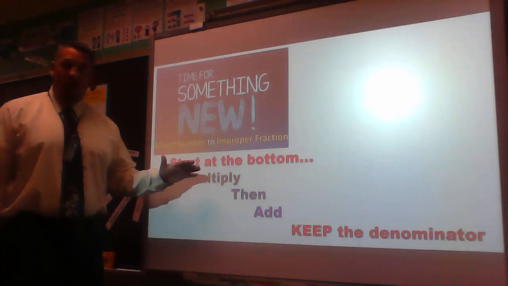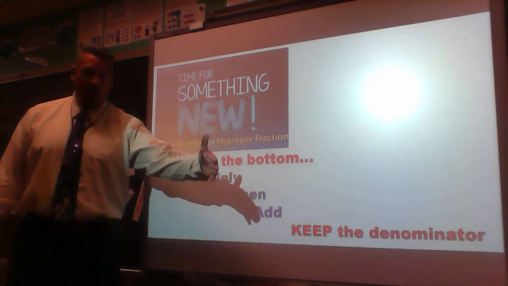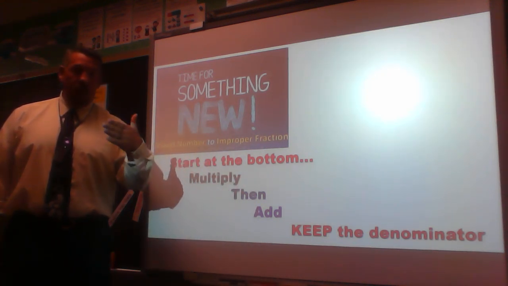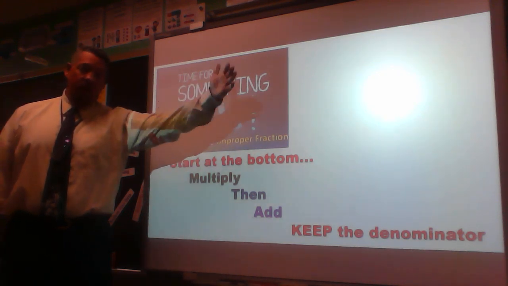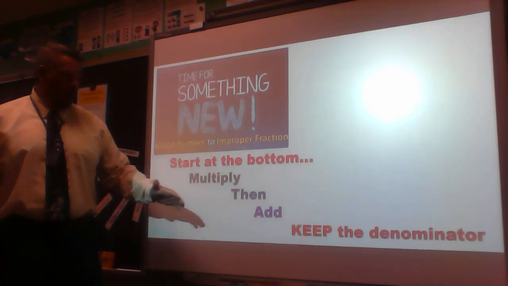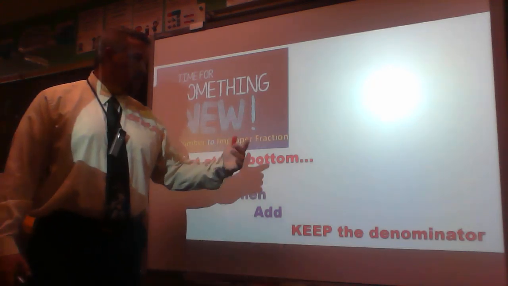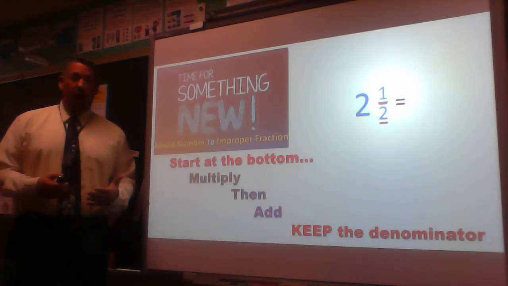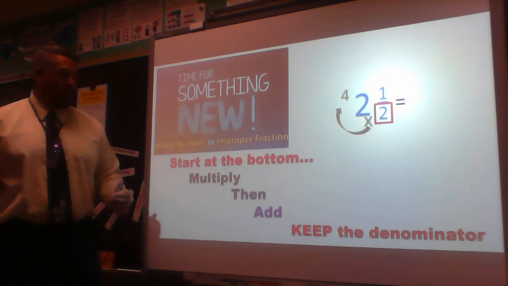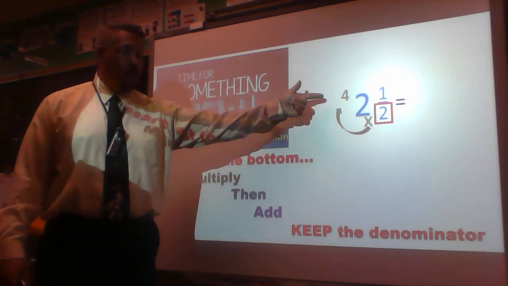So I'm going to start at the bottom. I'm going to multiply. So I'm going to have my denominator multiplied by my whole number. Whatever that answer is, then I add, and then I carry that over, and that's going to be my numerator. I always keep my denominator then. Here's an example. So 2 1/2. I'm going to start at the bottom, and I'm going to multiply. So I take my denominator of 2, multiply by my whole number of 2, and I get 4.